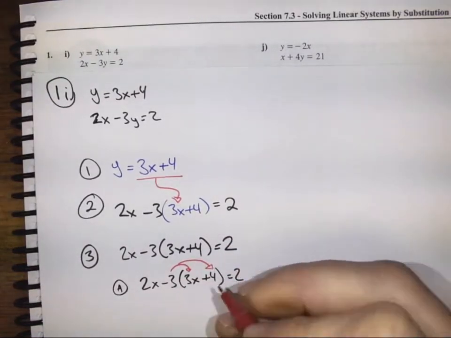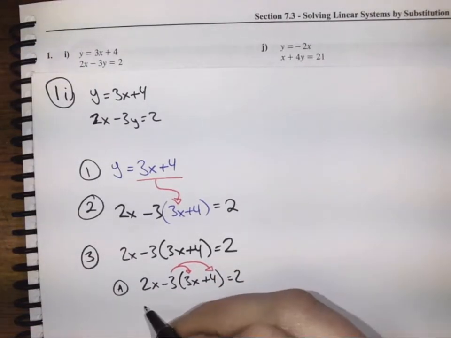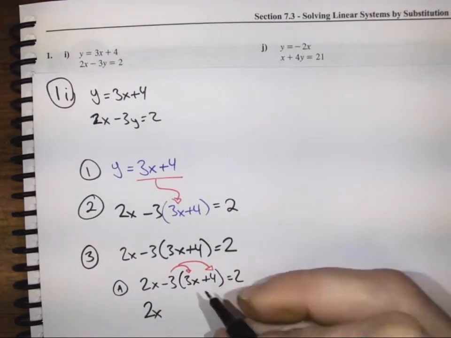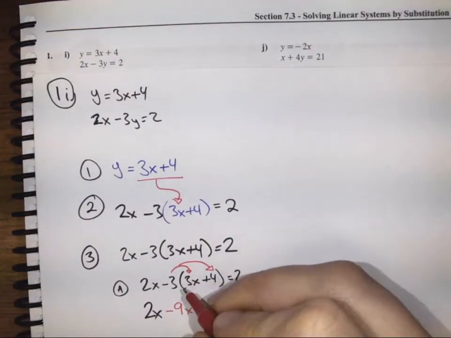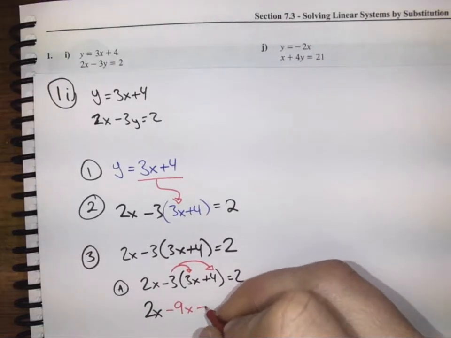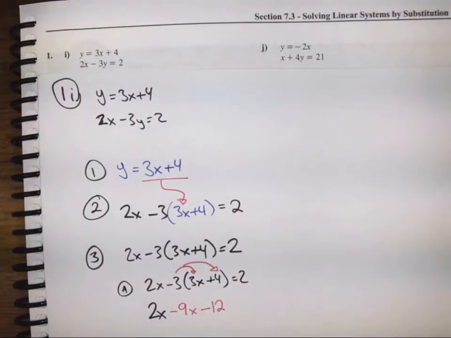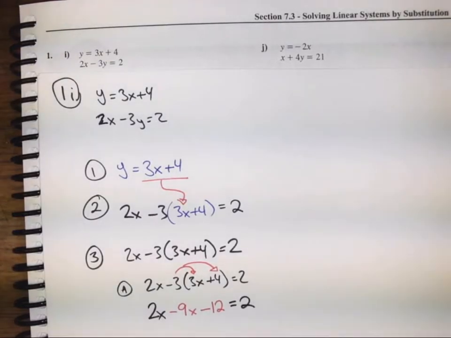So that tells me I have 2x, which stays the same. And I've got negative 3 times 3x, which is negative 9x. And negative 3 times 4, which is negative 12. And it's all equal to 2.